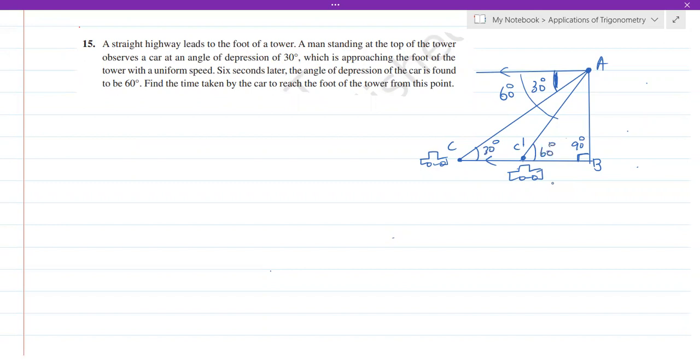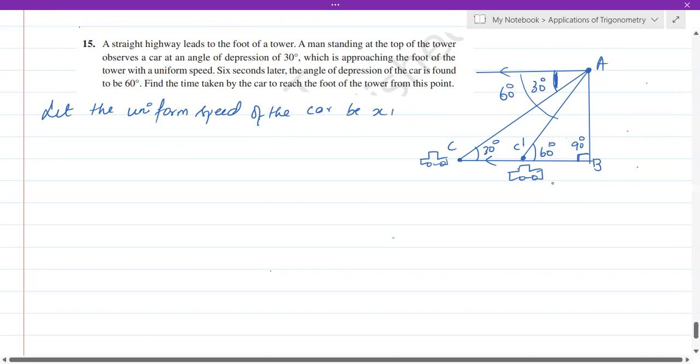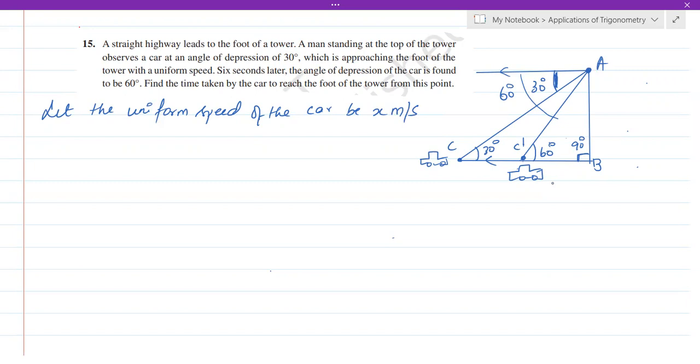Now let the uniform speed of the car be x kilometer per hour. Let's take meter per second itself. Since the time is given in seconds, let's take it as meter per second, x meter per second. That is the speed of the car.